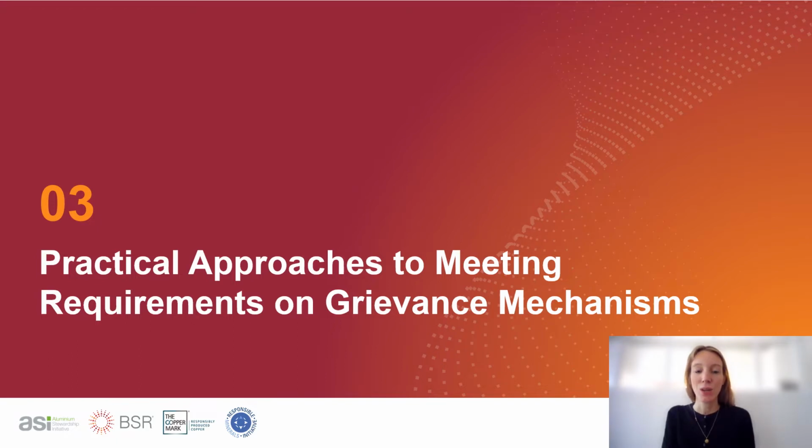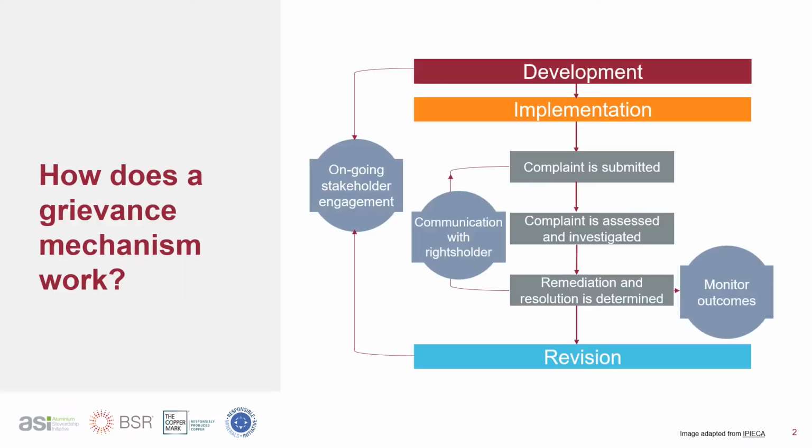In this section, we take a more detailed look at practical approaches to meeting the expectations outlined in Module 2, including actions and questions to consider at all stages of operating a grievance mechanism. First, let's examine how a grievance mechanism works. For this, it's useful to think about the process in 3 steps.